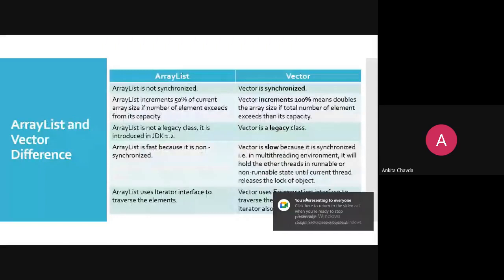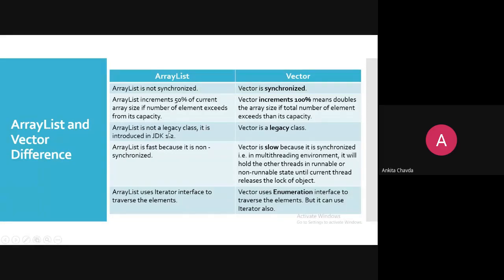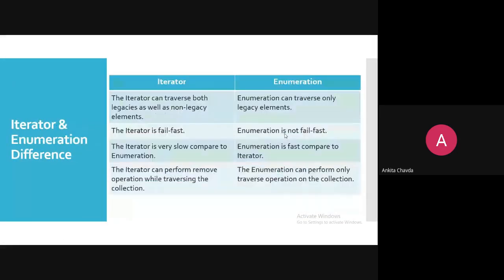Was there here, no? ArrayList class, and what is the difference between vectors? So ArrayList class is not a legacy class. It was introduced in JDK 1.2, whereas Vector is a legacy class. This is what we have seen.